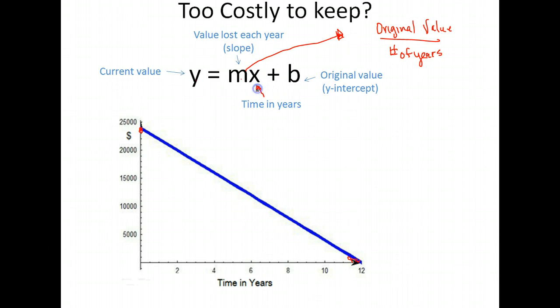This is our time in years. Now in the equation, these will just be x and y. Here you'll want to have an actual number for your slope, or how much value you're losing each year. And here you would put the original value of the car. That's your y-intercept, or where you're starting from.